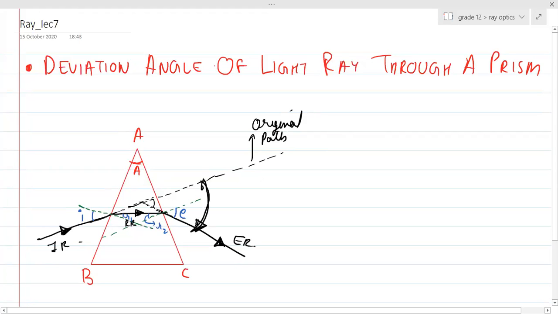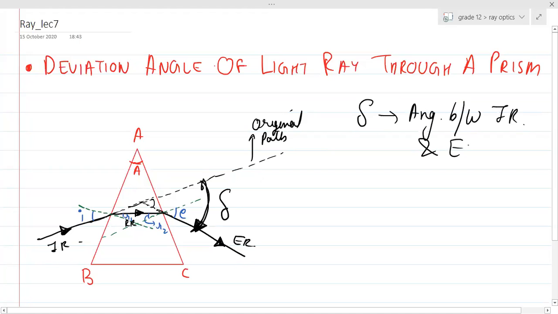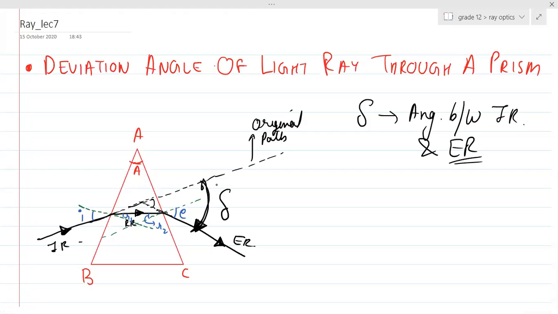So can you see, guys, the light ray deviated by a certain angle. This angle is called the deviation angle. Deviation angle is basically the angle between the incident ray and the emergent ray. So this is what delta is. Now we need to find out what is the value of this delta. Is it clear, guys? Do you understand what we need to find out?